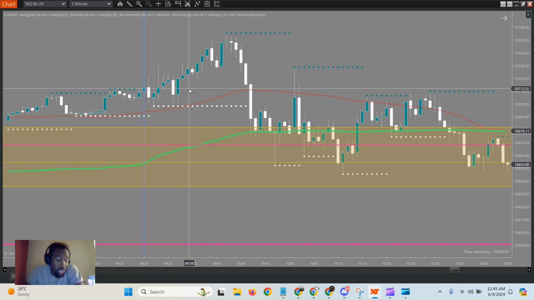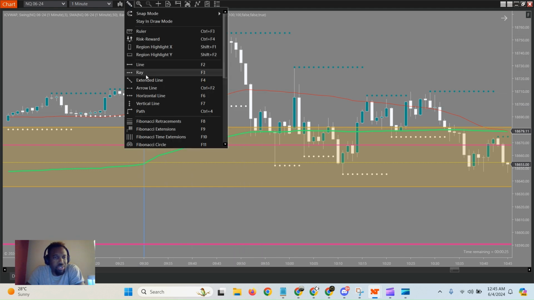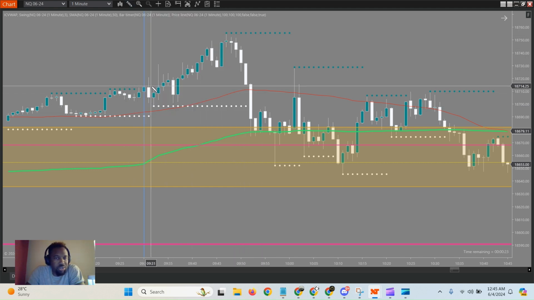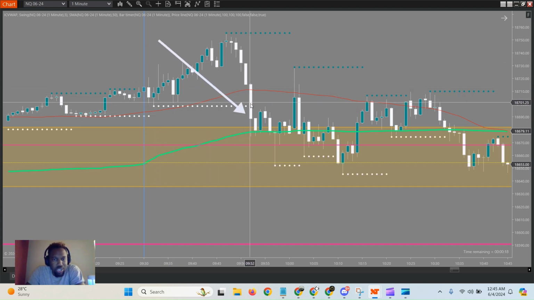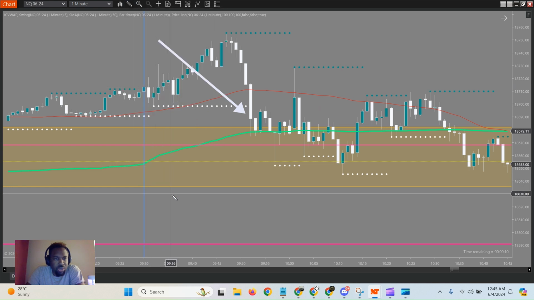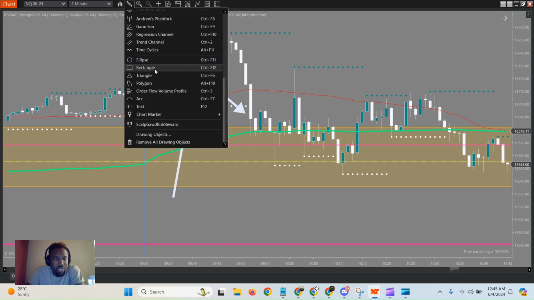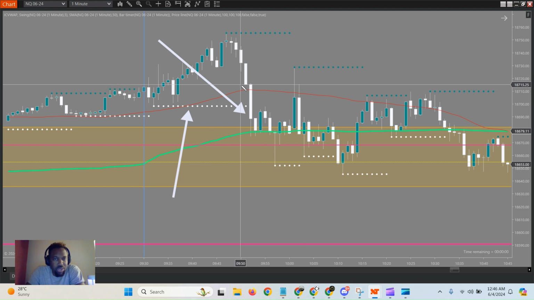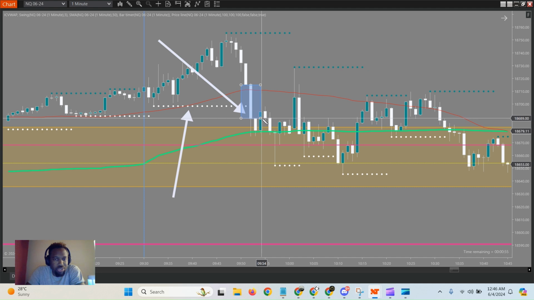So when do we want to enter? On market structure. If you're using the swing indicator, it makes it really easy to see. This candle right here created market structure because it closed below this previous swing low, which is this white dotted line right there. And then you have your gap that was made, which is right here.